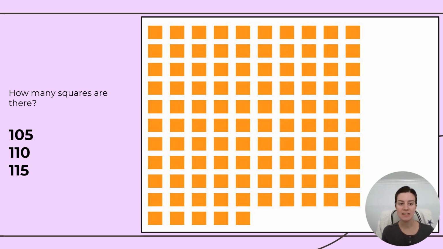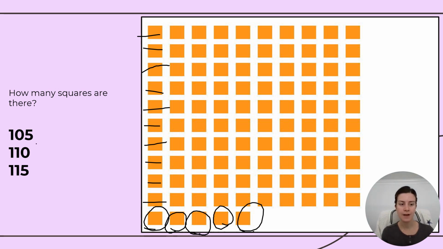Okay, so how many squares are there? I'm counting by tens. 10, 20, 30, 40, 50, 60, 70, 80, 90, 100, 101, 102, 103, 104, 105 is my answer. How many squares are there? 105.